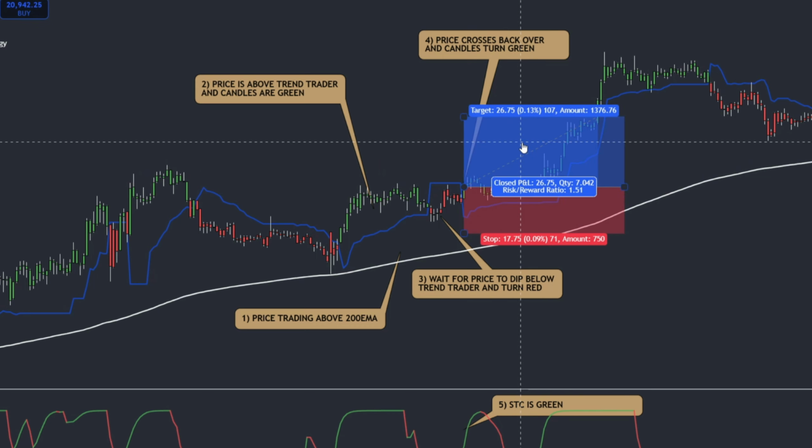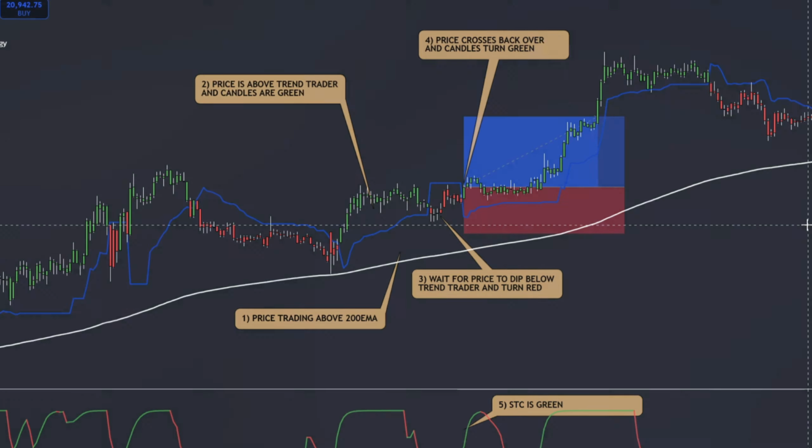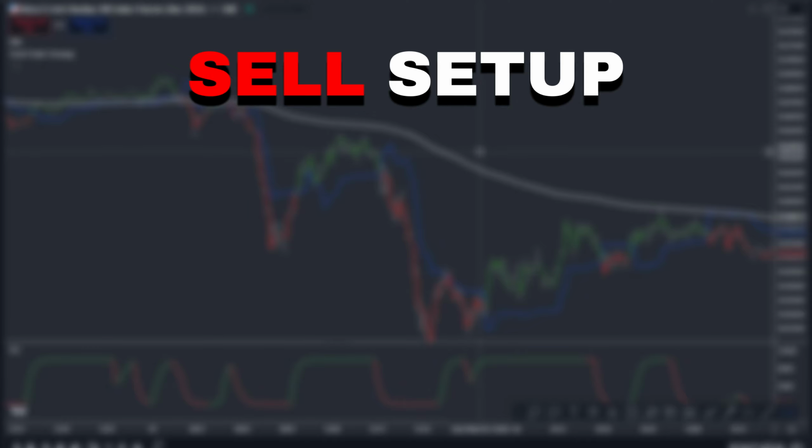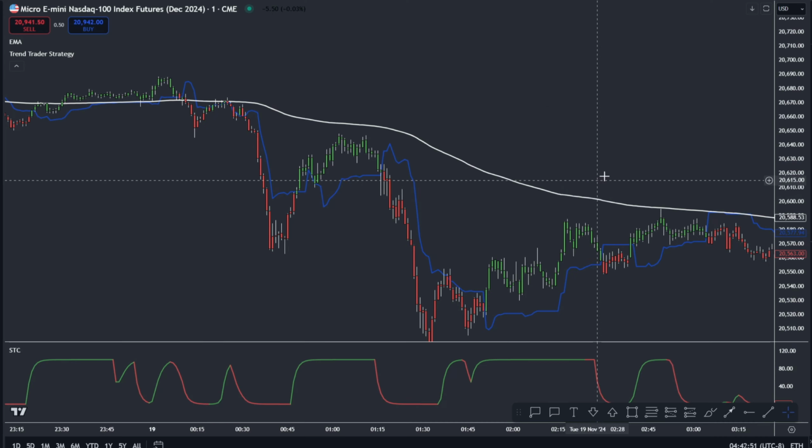In this backtest session, I'll go for 1.5-to-1. So this is a buy setup. Now let's look at a sell. And here is a sell setup. So basically the inverse of a buy. It's pretty simple.